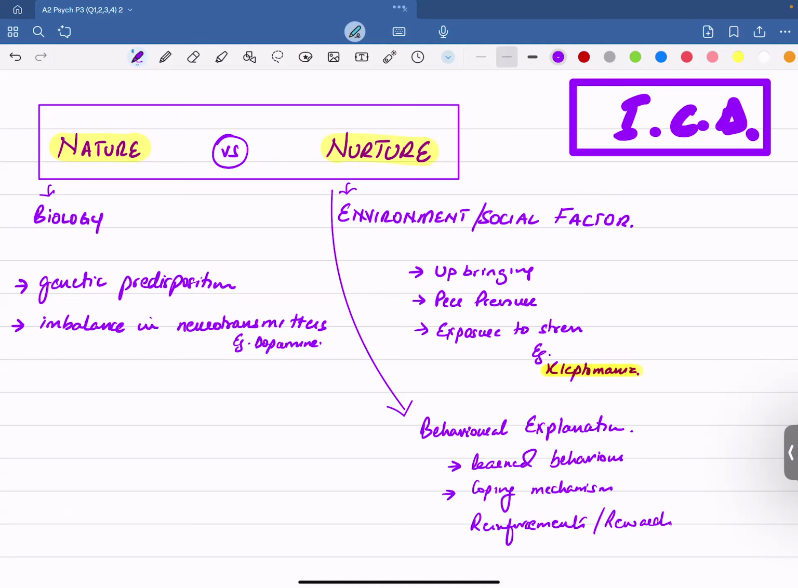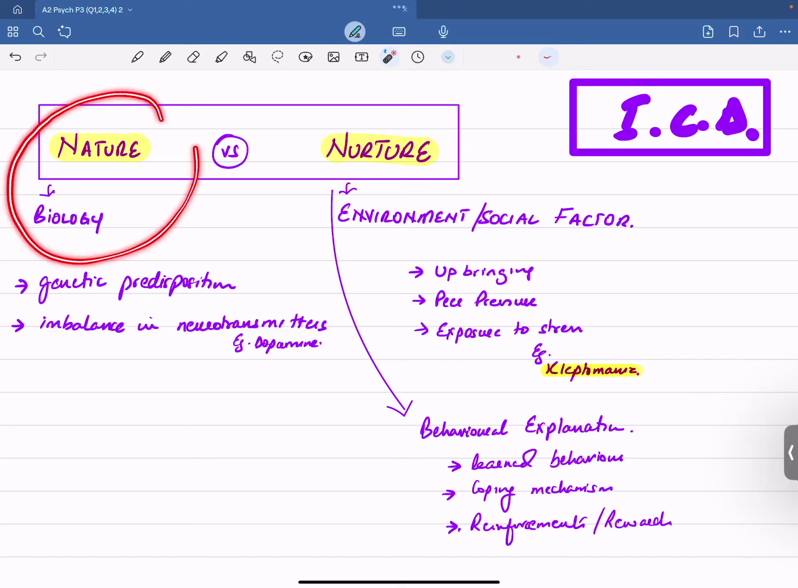Now, we're talking about the nature versus nurture side of the debate. In a nutshell, when I talk about the nature side of the debate, I am actually referring to the extent to which biology could have its involvement in terms of explaining any particular disorder. In this context, we're referring to impulse control disorders here.